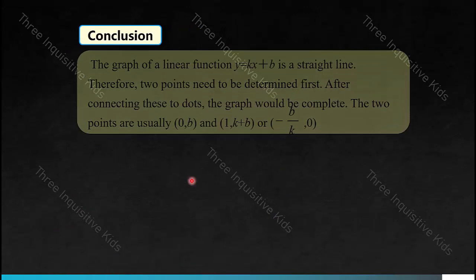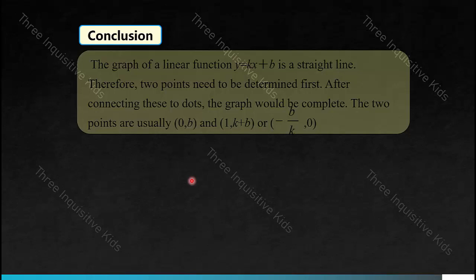Here's our conclusion. The graph of a linear function y is equal to kx plus b is a straight line. Therefore, 2 points need to be determined first. Remember, 2 points determine one straight line. After connecting these two dots, the graph would be complete.